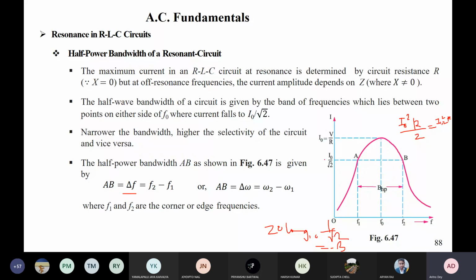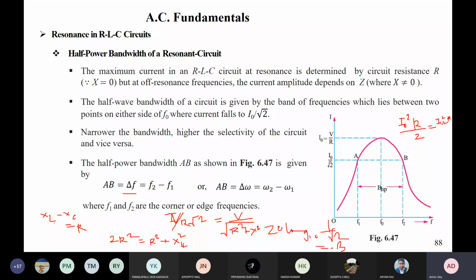You know that I0 is equal to this. Select half power frequencies: I0 by root 2, which is equal to V by R root 2, which is equal to V by root over R square plus X square. If you cancel V, you are left with 2R square equal to R square plus X square. X is the net reactance, XL minus XC. So the magnitude of XL minus XC is equal to R, and you are supposed to achieve your half power frequency.